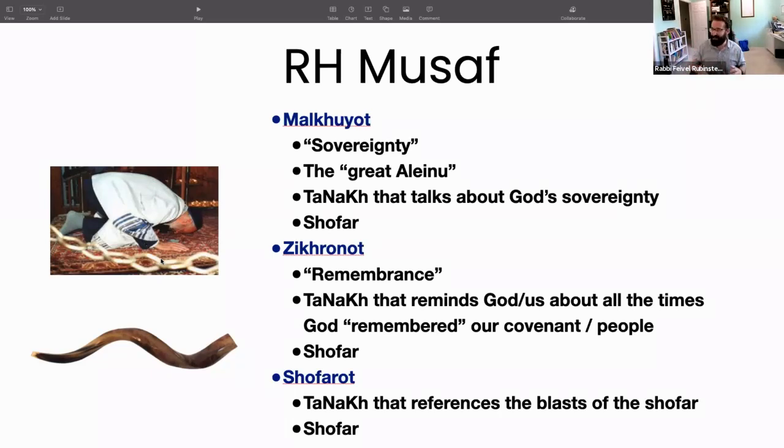It was this moment of saying, wow, God is king. Then it has some verses from Tanakh, from Torah, prophets, and writings, all about God's sovereignty, and then some shofar. The Zichronot is all about remembrance. The scripture here talks about God remembering God's relationship with the Jewish people, right? And then shofar. Shofarot, as the name implies, has verses from scripture, Torah, prophets, and writings that all reference the power of the shofar and the fact that the shofar symbolizes God's sovereignty, not only God's sovereignty, but also sacredness. And then, of course, shofar. That's the structure for the Malchuyot, Zichronot, and Shofarot: intro, verses, shofar. And that goes on repeat for these three sections.